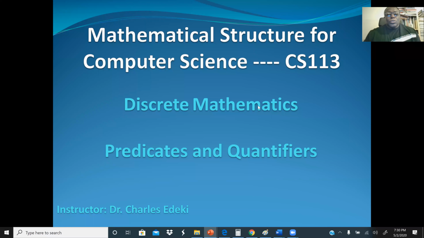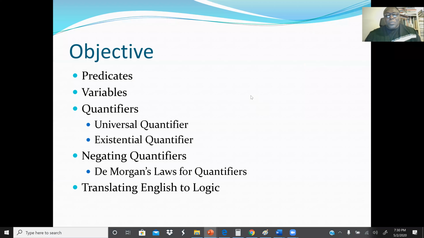Again, welcome to Mathematical Structure for Computer Science, CS113. Also, the course is known as Discrete Mathematics. In these lectures, we're going to discuss predicates and quantifiers. In our previous lecture, we discussed propositional logic, and this is the continuation of it.